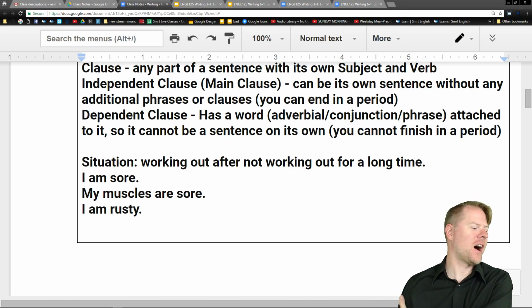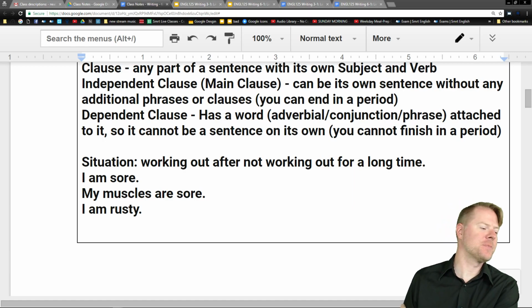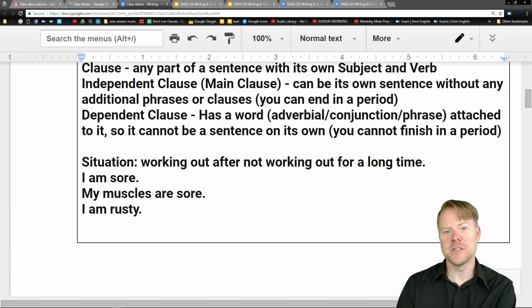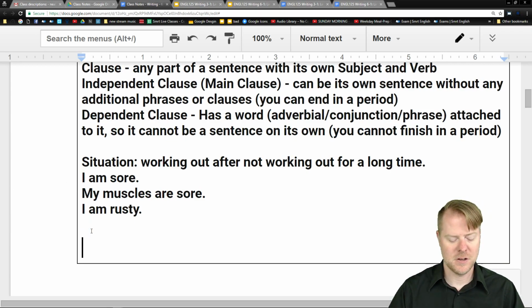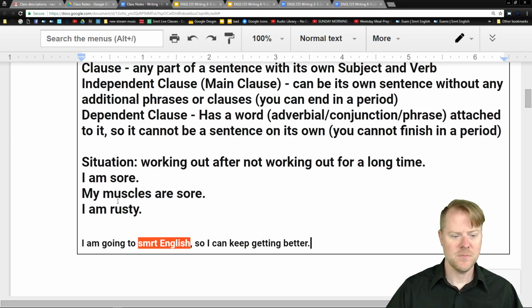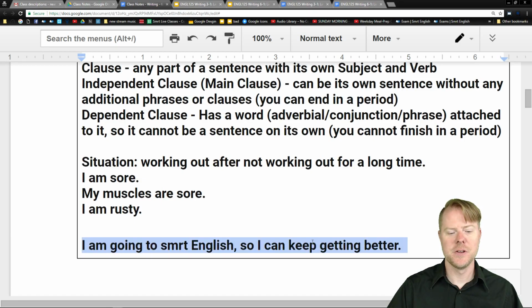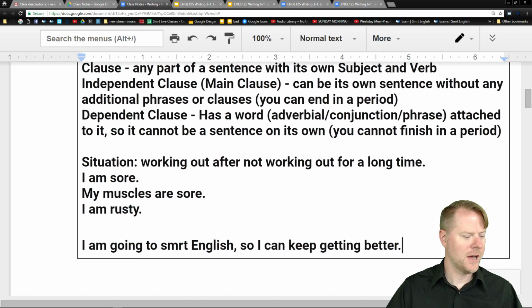Sway, you ask, I am going to Smart English so I can keep getting better, correct? Yeah, you can say like an internet site or probably a YouTube channel. You can probably say it like a location. So you could say, I am going to Smart English so I can get better. Yeah, I would say you could say this. You can use a virtual location as a real location.